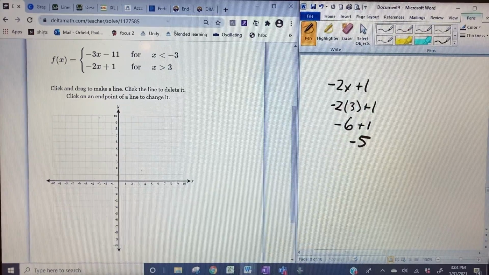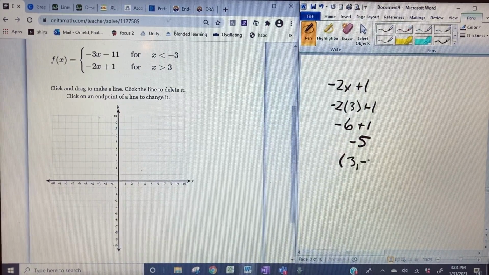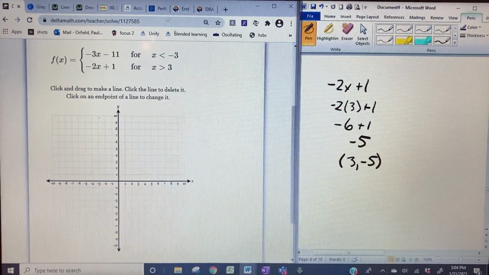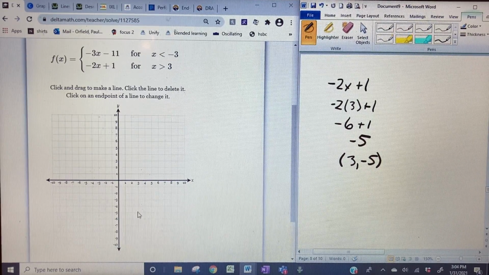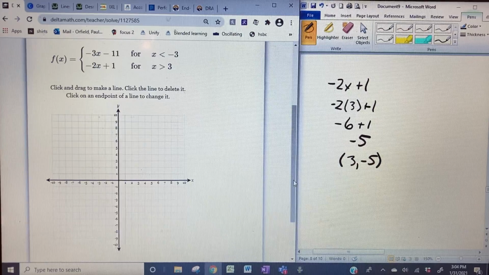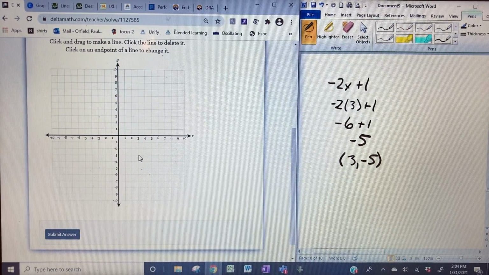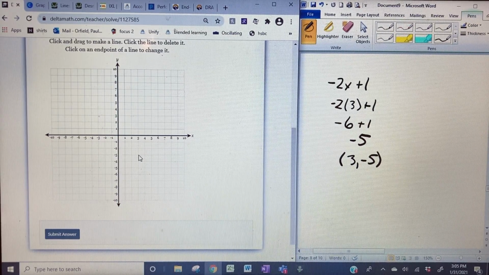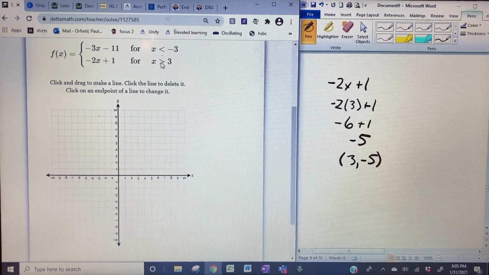So I put in an x value of 3, so I'm going to go ahead and graph this point. I'm going to graph 3, negative 5. So I'm going to come over here and go to 3, negative 5. It says click and drag to make the line. I also am going to go in the direction, so I have to know this as well. So here we go, I'm going there to start.